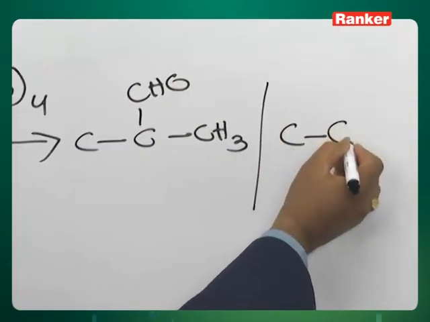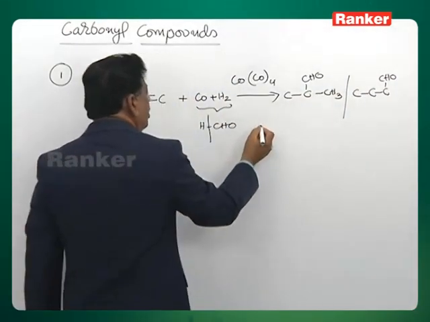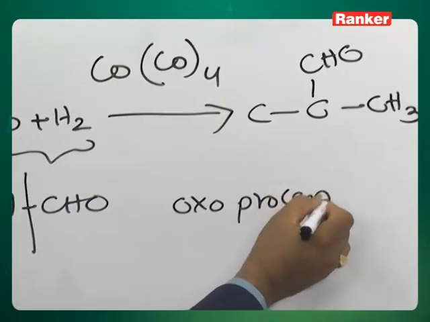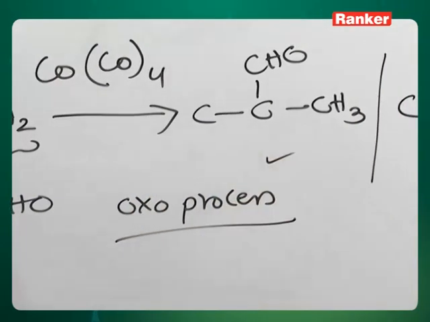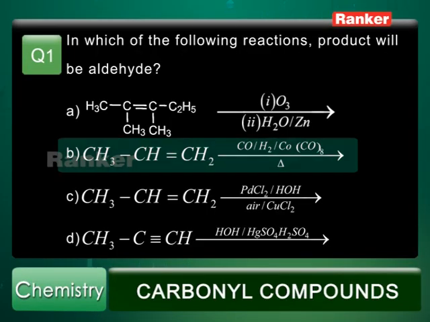So you also get a CHO on the last carbon. The process is called the oxo process. So for the aldehyde he was asking, answer B will be the right answer.